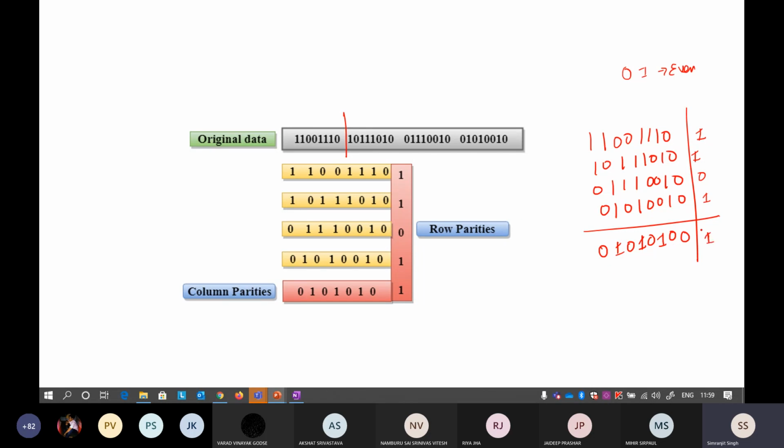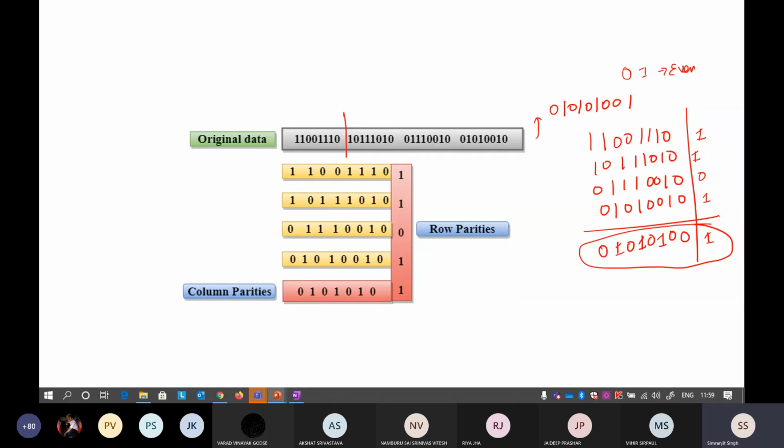Okay, so now what you do, you take this particular data that you received and you send this data along with this. Okay, so there will be 9 extra bits, that will be 0 1 0 1 0 1 0 0 1. Okay, so this is the calculated parity data that will be sent from the sender to the receiver.